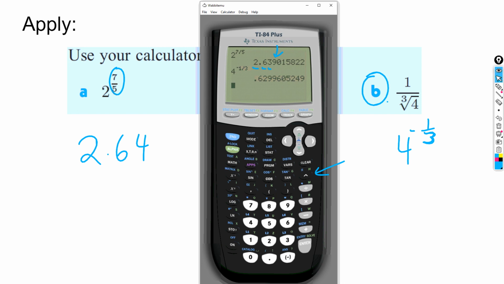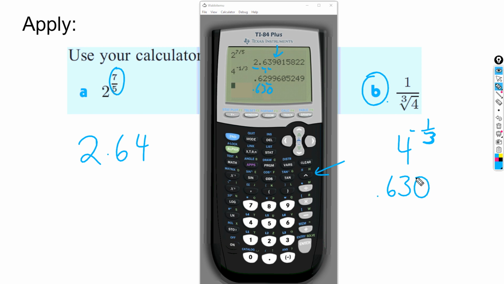Hit enter. We get 0.6299. Now when I do the rounding here, our third significant digit is this first 9, but there's another 9 after it, which means this is going to round up to a 10. We carry the 1, so we have 0.630 is what we're looking at there. So our answer, 0.630.